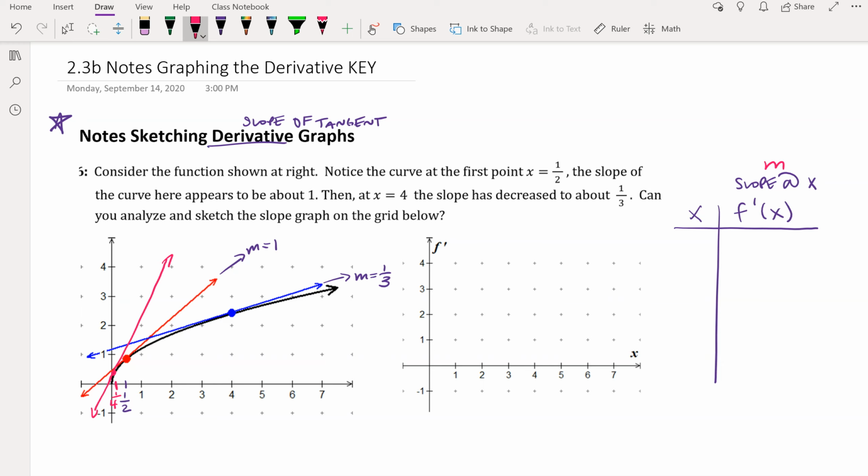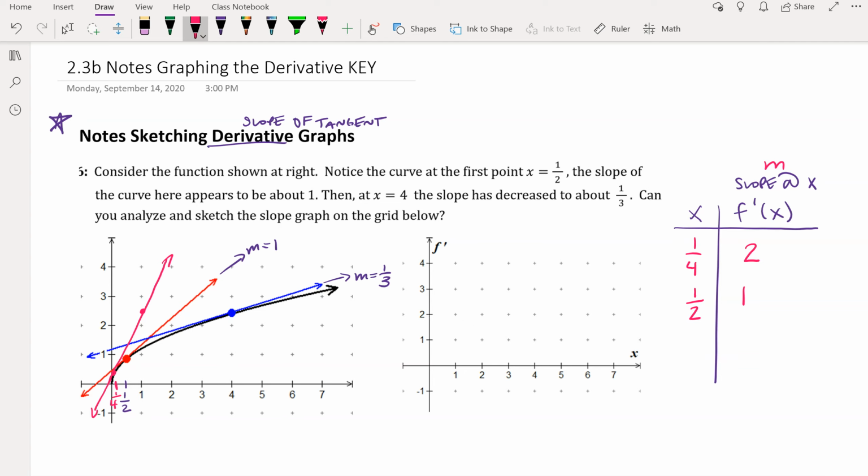So rise over run. Here we go over 1 from this point, and it looks like we go up 1, 2 over 1. So it looks like the slope might be like 2 at x equals 1/4. So at 1/4, it looks like our slope is 2. Then at 1/2, it looks like our slope is 1. We already had that one given.